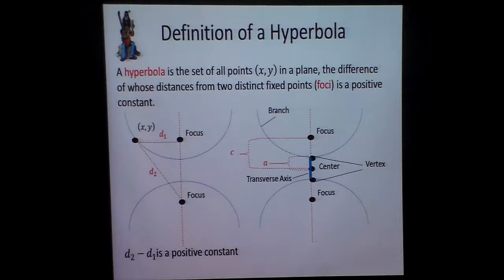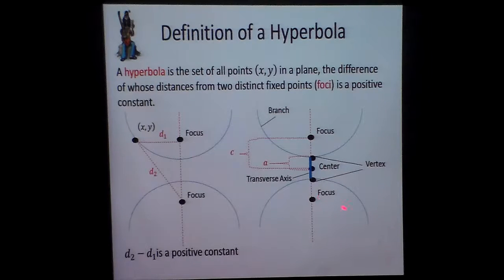It's a set of all points in a plane that the difference of whose distance from the two fixed points, which are the foci, or the focus, in a sense, foci is plural, is a positive constant. So if I take d2 minus d1, I'm always going to have a positive constant.